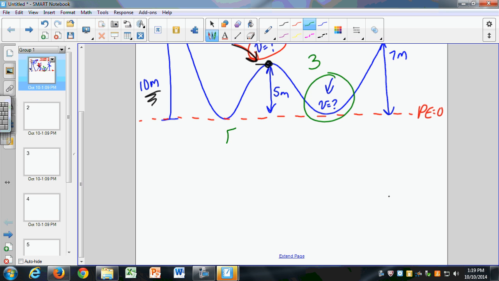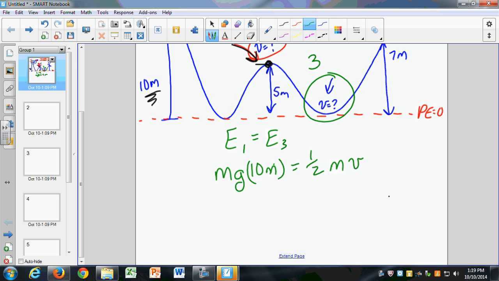And then I'm going to say E1 is equal to E3. At position 1, we only had potential energy. That's mg times 10 meters. At E3, what kind of energy do I have? Potential and or kinetic? All kinetic, right. So I only have 1/2 mv squared.